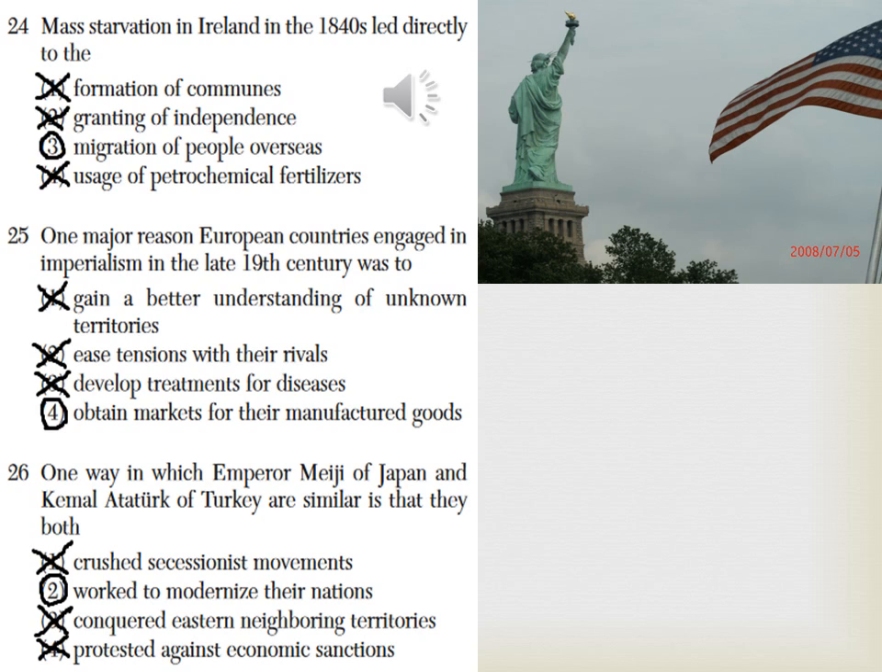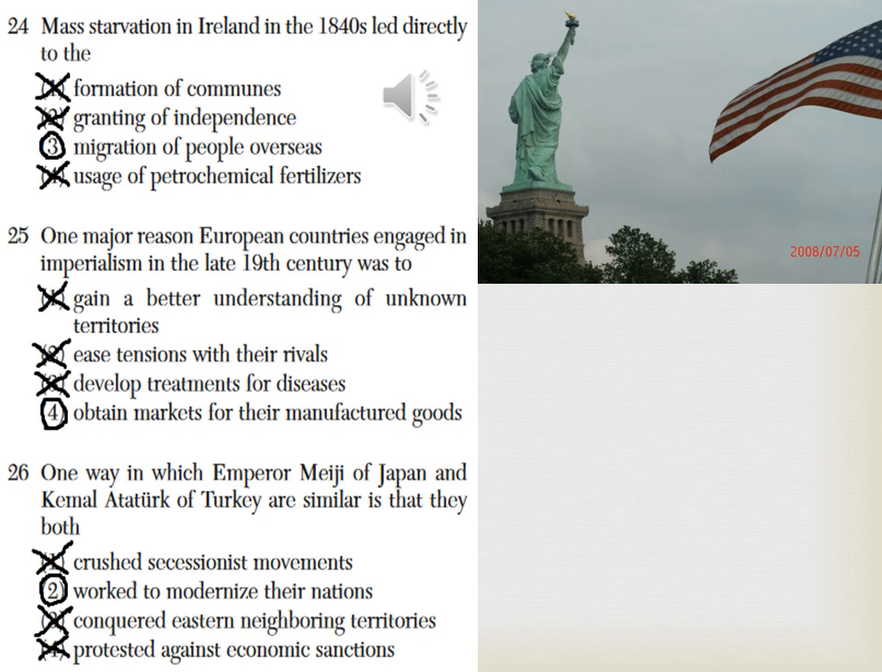Alright, so question number 25. One major reason European countries engaged in imperialism in the 19th century was to 1. Gain better understanding of the unknown territories, 2. Ease tensions with their rivals, 3. Develop treatments for diseases, or 4. Obtain markets for their manufactured goods.